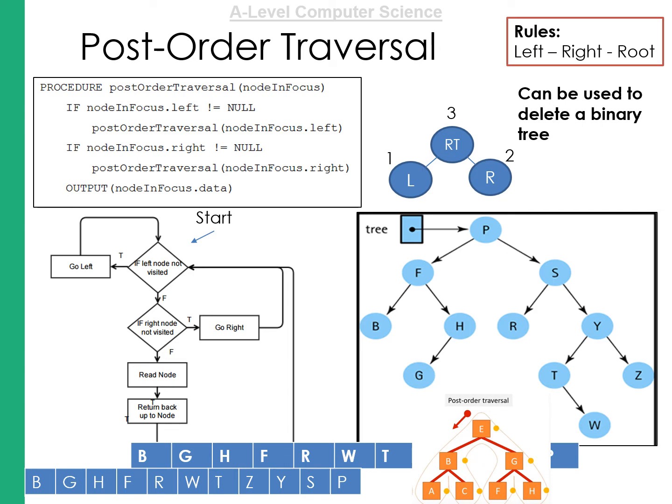You can see the code here and the function that we created. It's very similar to the one that we've done before. We've got if node in focus.left does not equal null. We use our recursive function again to set the node in focus to the left. And we keep moving around, outputting our data. There's also a flow diagram here to show you how this works.